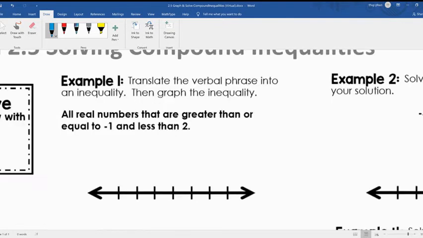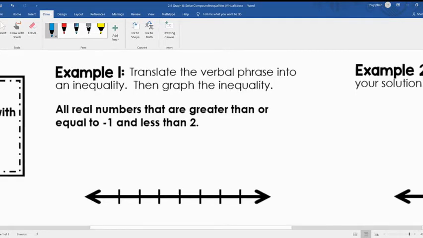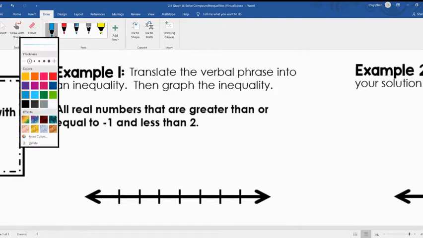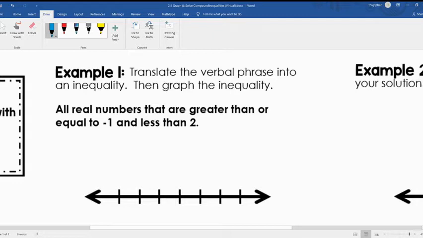So let's take a look at example 1. It says translate the verbal phrase into an inequality, then graph the inequality. It says all real numbers that are greater than or equal to -1 and less than 2. The key word here is the word "and," so you want to make sure that you write "and" between the two inequalities.